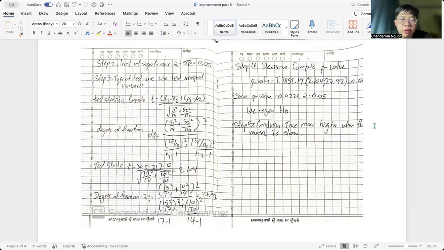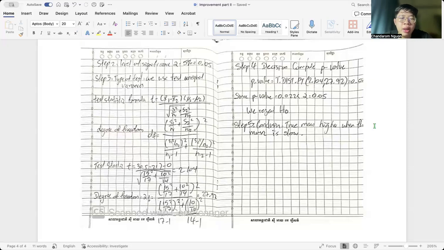Next is step 3. We need to figure out the type of test. Since the sample sizes are small, n1 equal to 17 and n2 equal to 14, and the variances are unequal, we use a two-sample t-test for unequal variances. The test statistic formula in this case is t equals x bar 1 minus x bar 2, divided by the square root of s1 squared divided by n1 plus s2 squared divided by n2. Then we get the test statistic equal to 2.104.